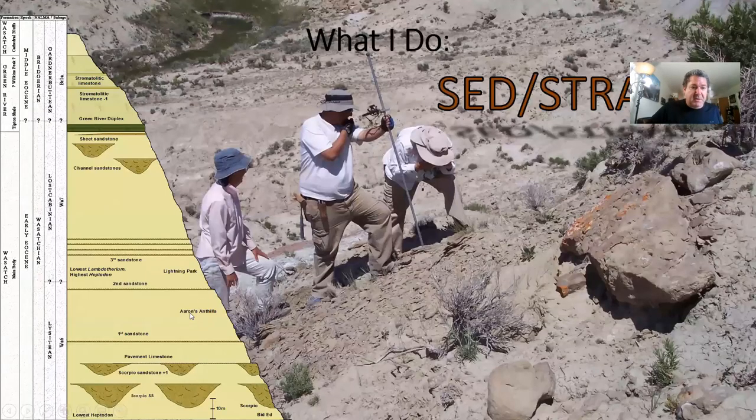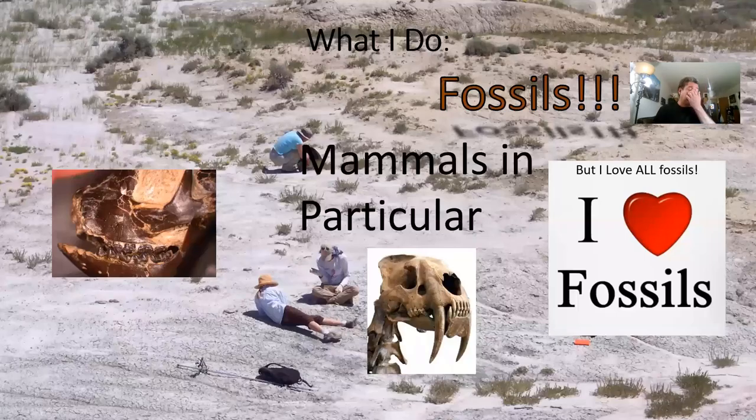So down here we have Aaron's Anthills, Lightning Park, Scorpio Sandstone, that kind of stuff, right? And this is called sedimentology and stratigraphy, which is really what I do. So I organize all the localities so we can look at how things change through time, right? And while I do love all fossils, I am particularly a mammal fossil person. I love studying fossil mammals, including this guy here, who's an early primate from Wyoming, the state of Wyoming, not the city of Wyoming. And I love anything with sabers, but I do love all fossils. And I know in the movies they make it all glorious, but this is what fossil hunting really is: crawling around in the desert on your hands and knees for hours on end looking for tiny little bones.